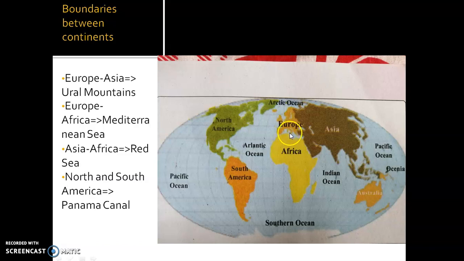Between Europe and Africa, you see this blue area here. Of course, it means that there is some sea here. So between Europe and Africa, the boundary has been defined by the Mediterranean Sea. Between Asia and Africa, there is the Red Sea. Between North America and South America, the boundary has been defined by the Panama Canal. So this is the boundary between the continents. Clear? You can take a note of what you can see on the screen. So let us move ahead.